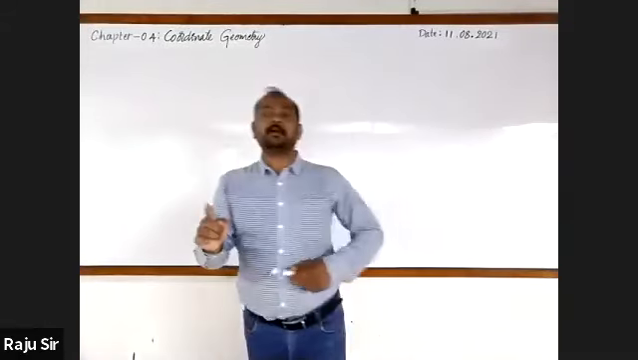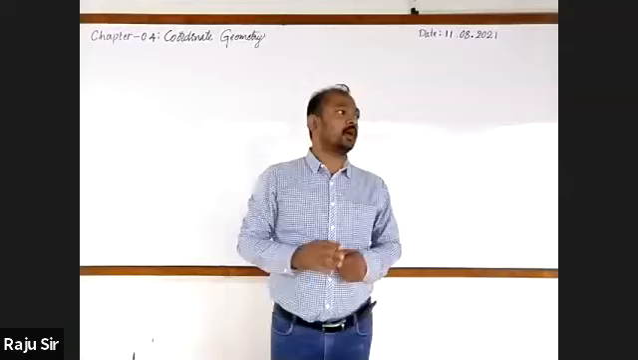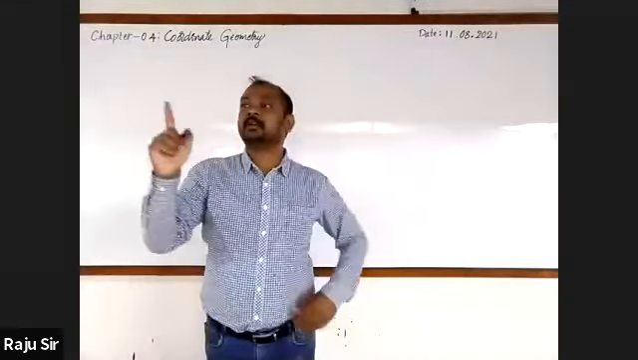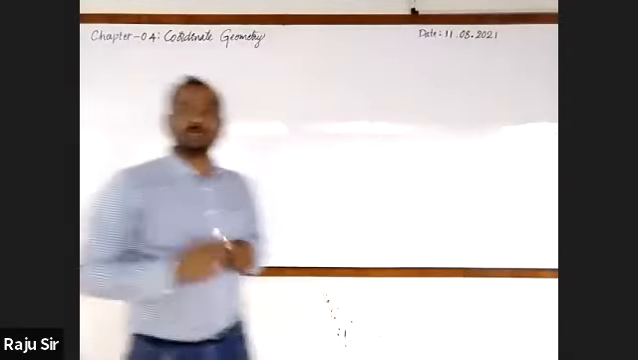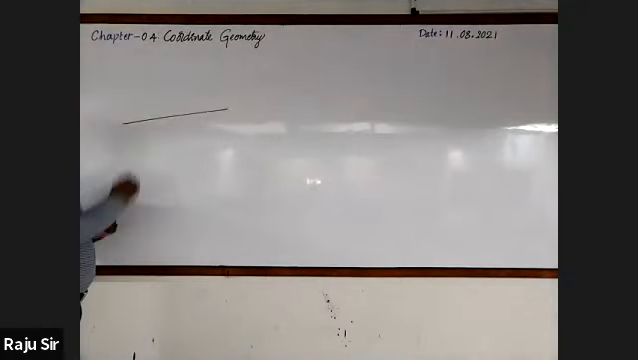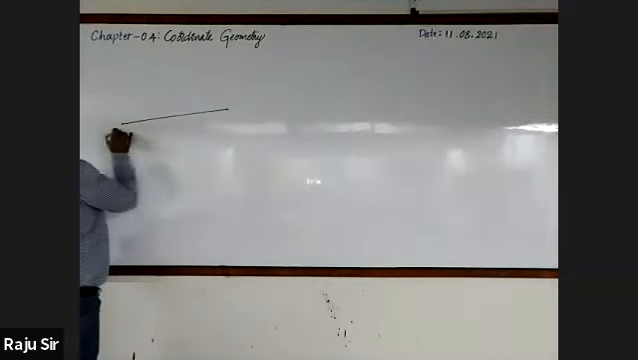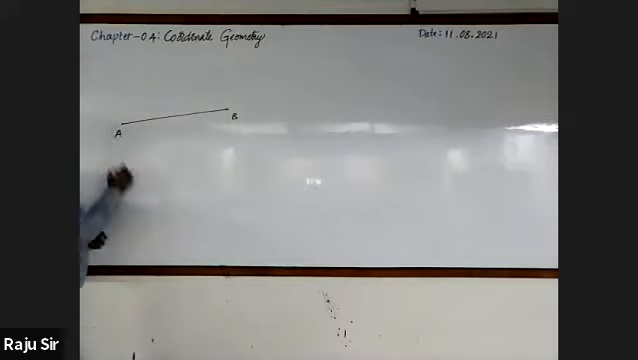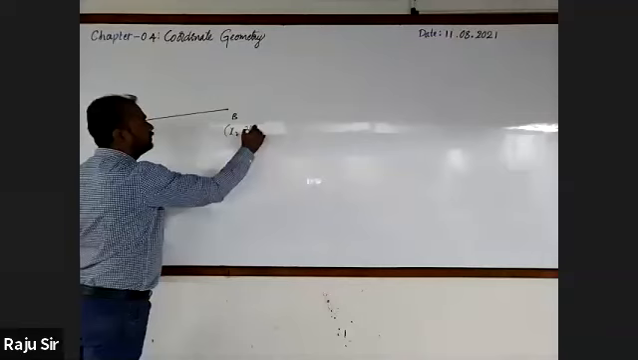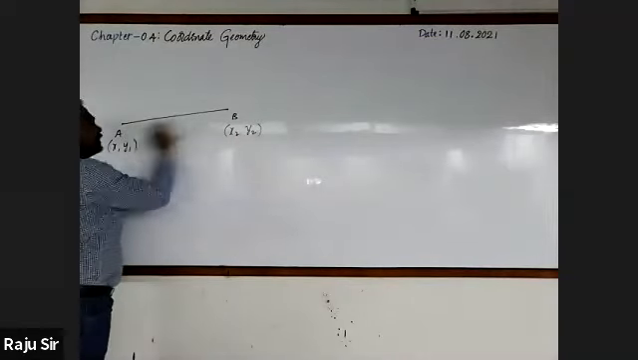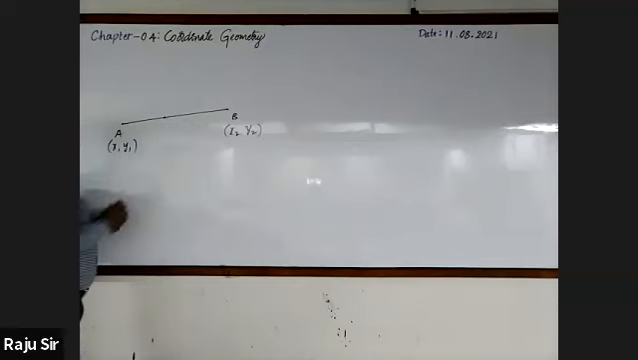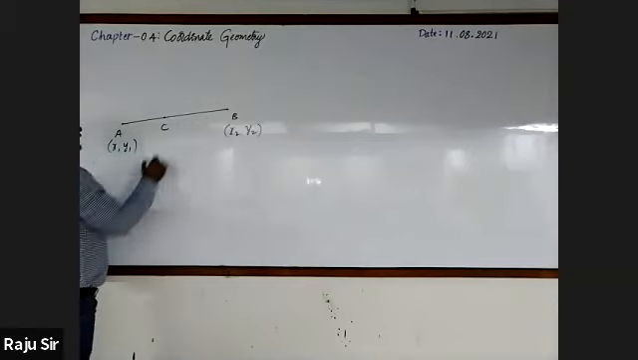This is the formula used to find out the coordinates of a point which divides the given line in the given ratio. Just with respect to that, I draw the figure. Okay, there are 2 points A and B. Their coordinates are x1, y1 and x2, y2. And this is the line which joins these 2 points. There is a point on this line. I call this as C.